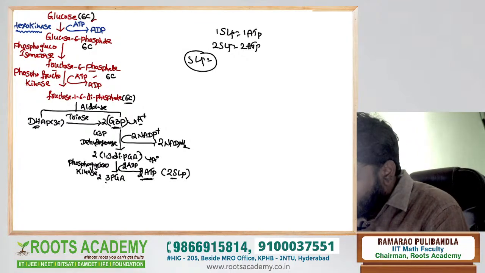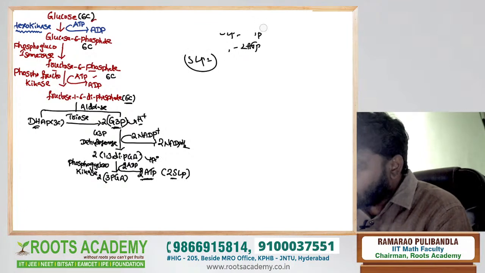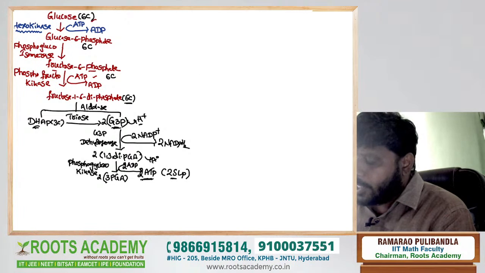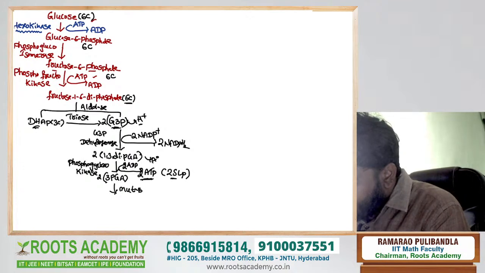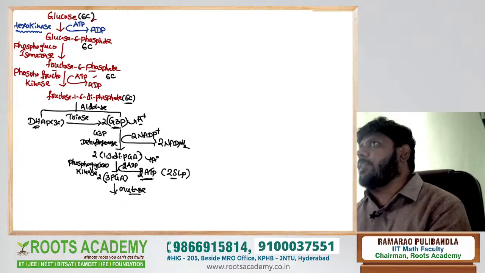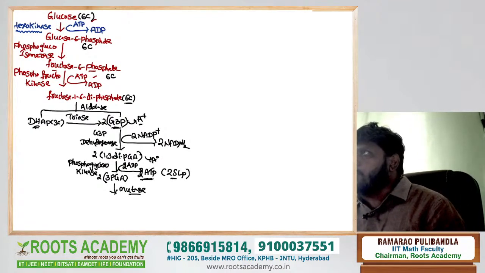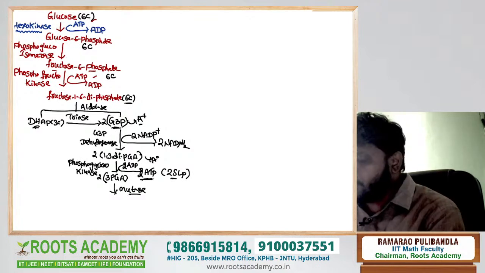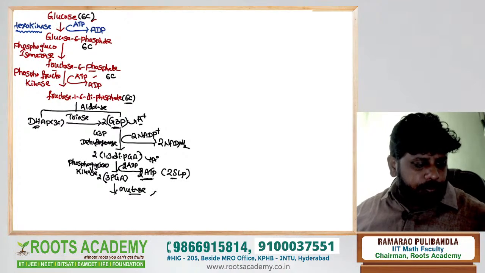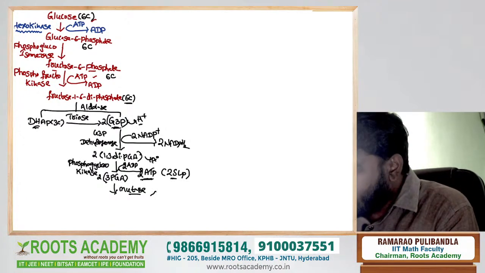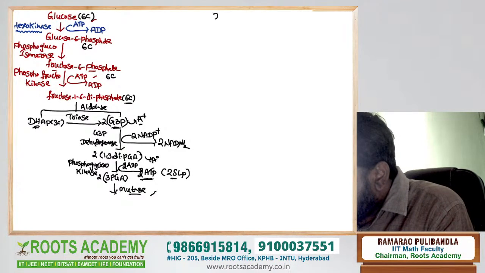3-PGA. How many molecules? 2 molecules of 3-PGA are formed. Next, in the presence of mutase enzyme, I am writing here, 3-PGA has the phosphate present on the 3rd carbon. In the presence of which enzyme? In the presence of mutase enzyme. In the presence of mutase enzyme, this 3-PGA is converted into 2-PGA.